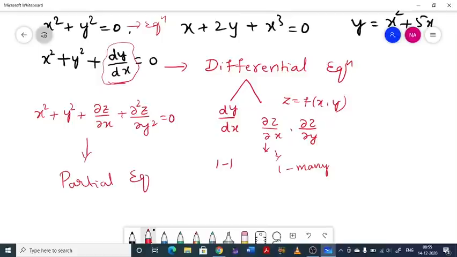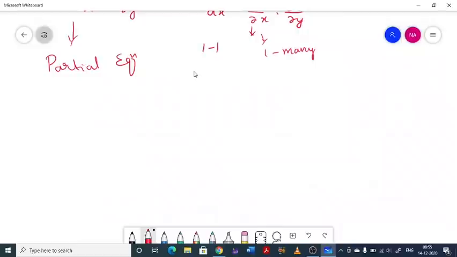Particularly it is partial differential equation. So understand this chain carefully. Every partial differential equation (PDE) will be a differential equation, and every differential equation is basically an equation. Every equation is basically a relation.